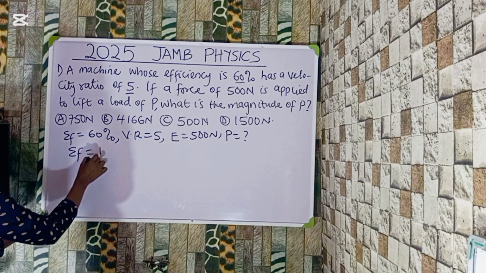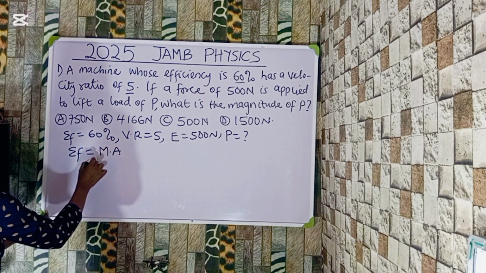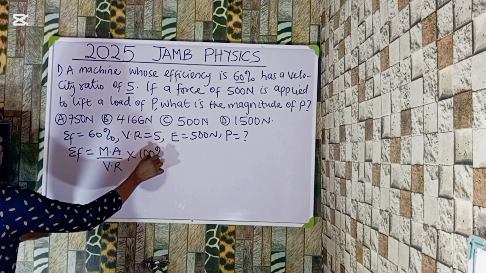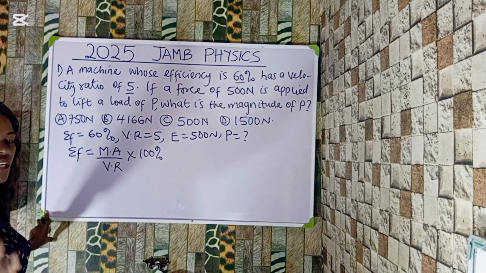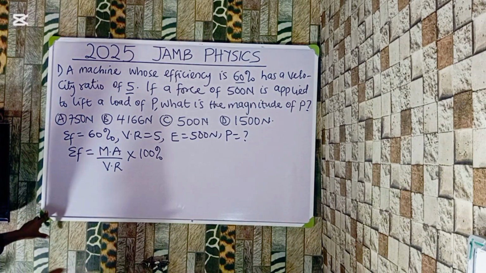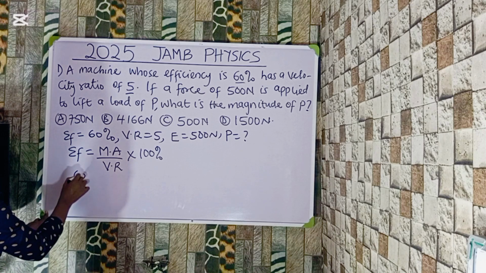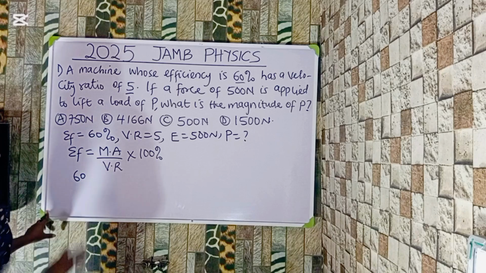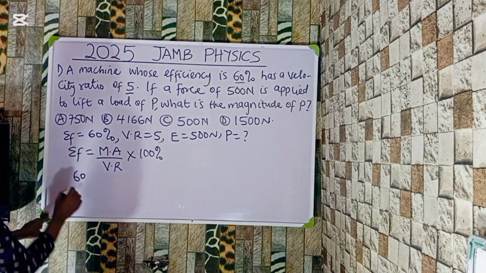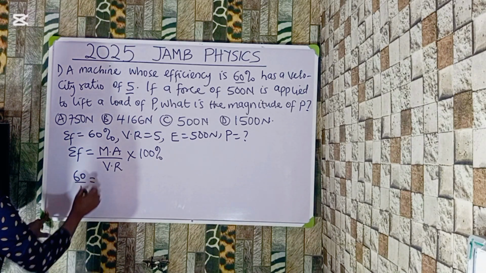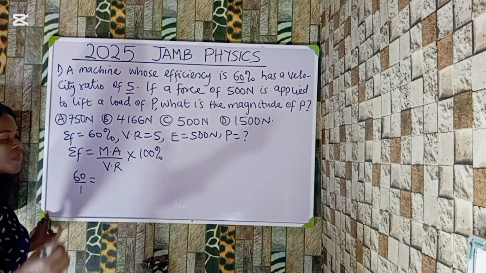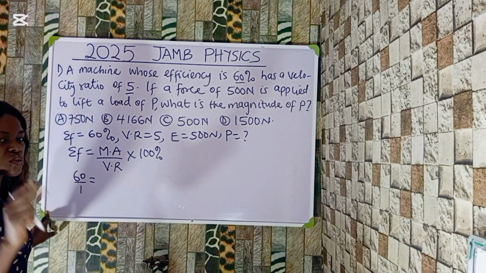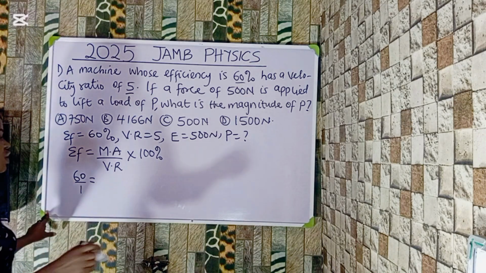Alright, so the first thing we are going to do is to state our efficiency formula, which is efficiency is equal to mechanical advantage over velocity ratio multiplied by 100%. And don't forget that efficiency is expressed as a percentage. So we have 60. Remember, because we have multiplied by 100% here, we just leave it as 60 here without saying 60 over 100. Please don't forget that. We say 60 over 1 is equal to, because you're looking for the load, and load is gotten from mechanical advantage. So the first thing to do is to get the mechanical advantage.